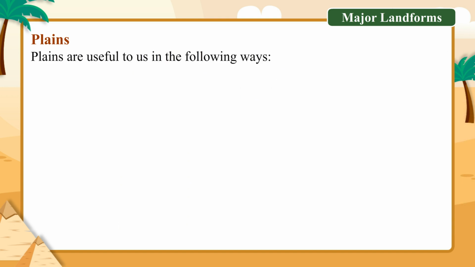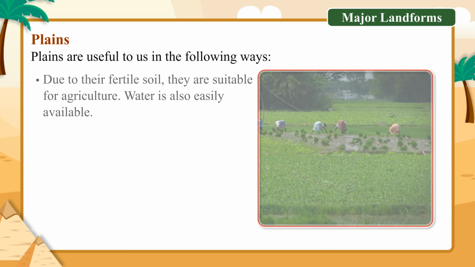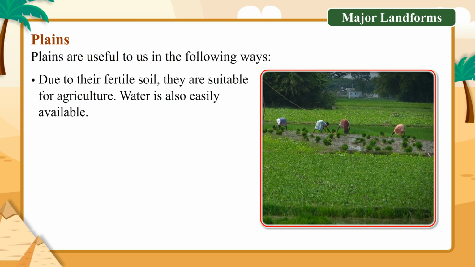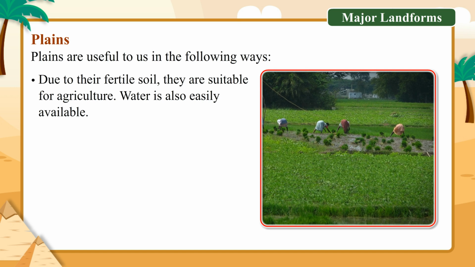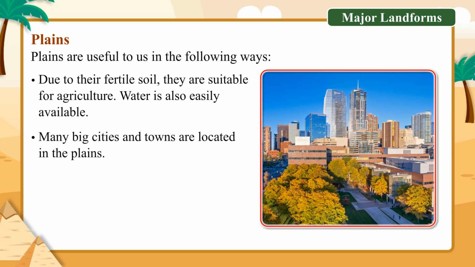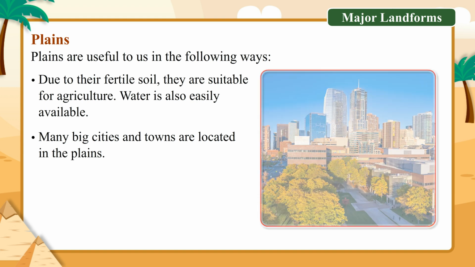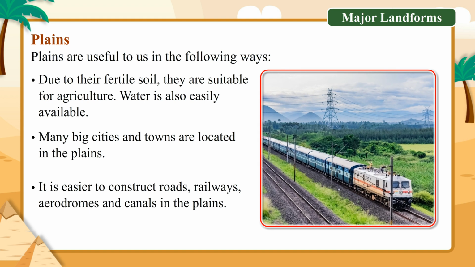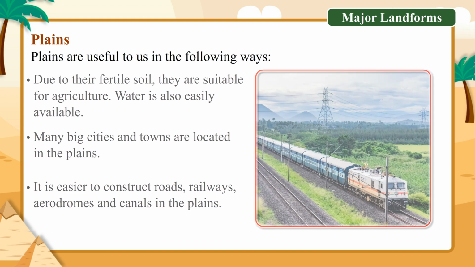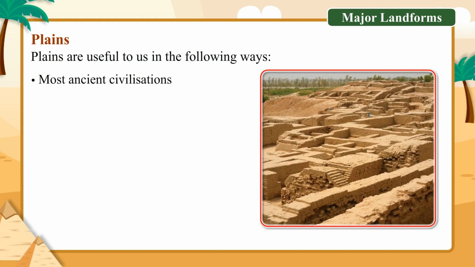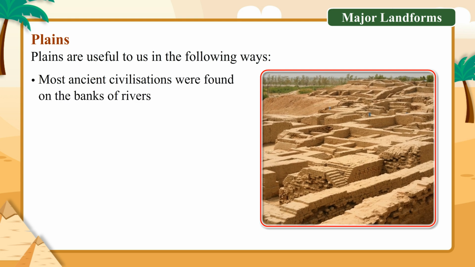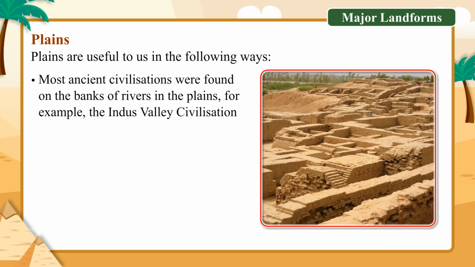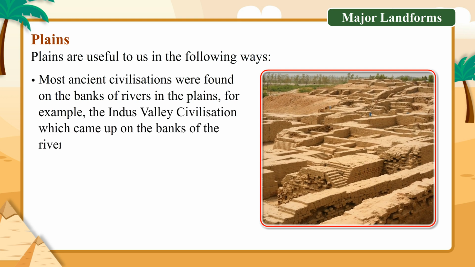Plains are useful to us in the following ways. Due to their fertile soil, they are suitable for agriculture. Water is also easily available. Many big cities and towns are located in the plains. It is easier to construct roads, railways, aerodromes and canals in the plains. Most ancient civilizations were found on the banks of rivers in the plains. For example, the Indus Valley Civilization, which came up on the banks of the river Indus.